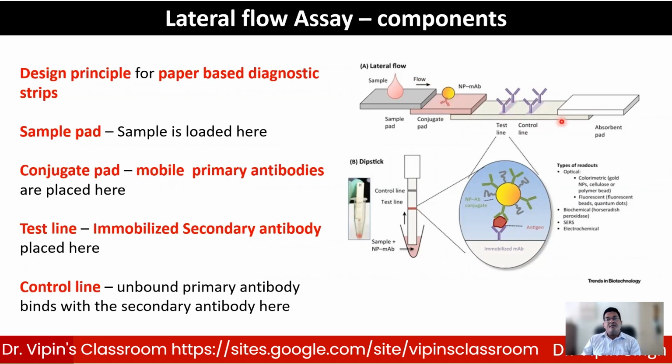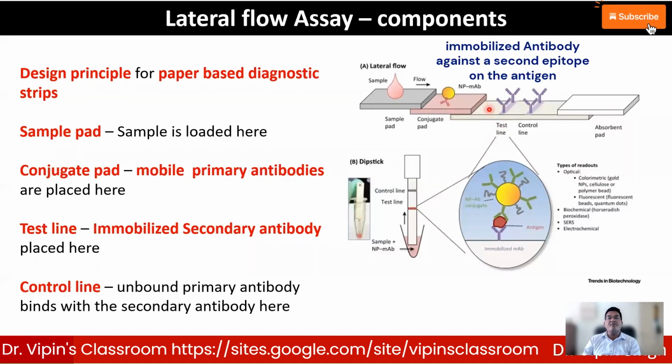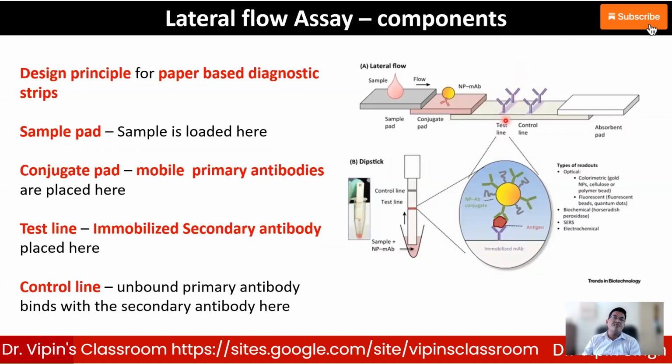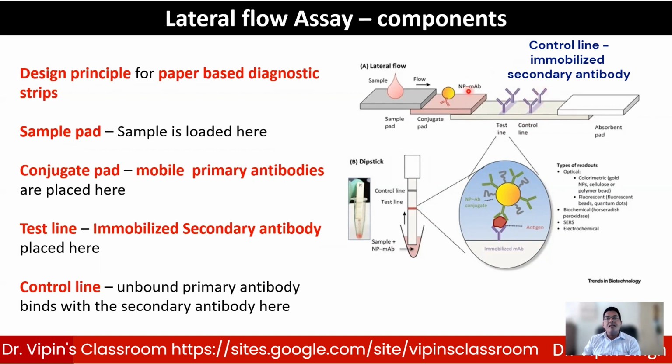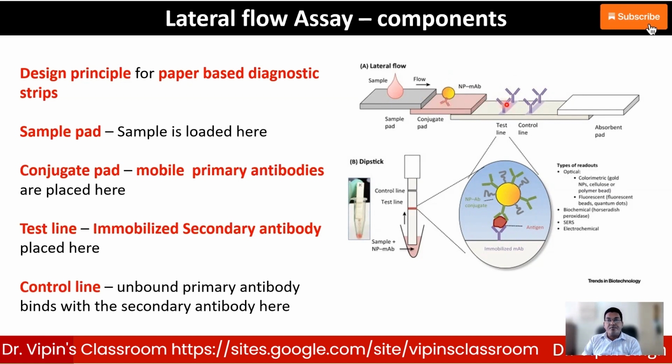Then you have the test line. In the test line, you have antibody against the antigen. So here you'll have your sandwich and your antigen will get stuck here, right? So this is your test line, which will give you a color. Here you have another antibody that can bind to the primary antibody that you've used. And that gives you the control line. So the control line is basically a reaction between the primary antibody and the secondary antibody. So even when there is no association of the analyte with the primary antibody, the primary antibody will move through it and come to the control line. It will still give you a color in the control line.